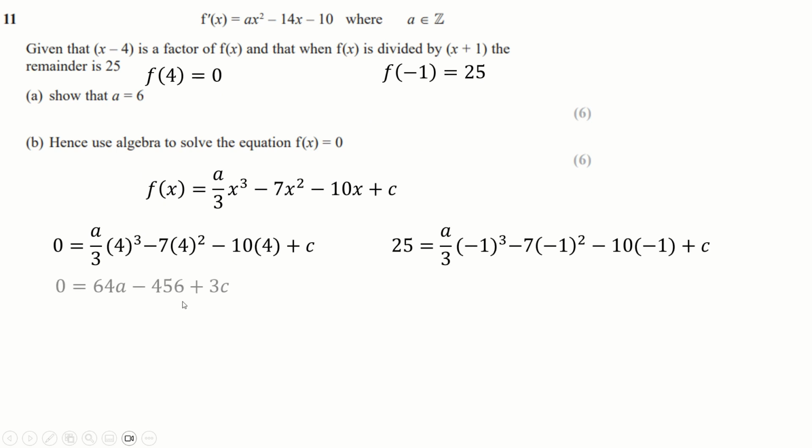We can sort out both of these things. I think I'm going to times everything by 3 at the same time. Rearrange that maybe slightly to get this. Times everything by 3 here as well, and sort some stuff out. Take away 9, we get this.